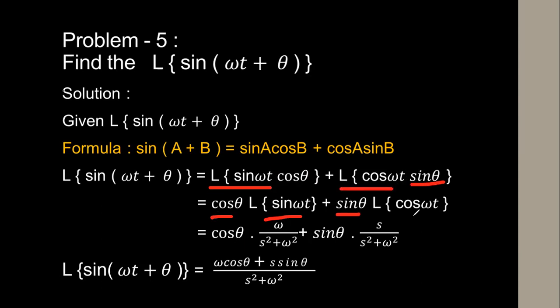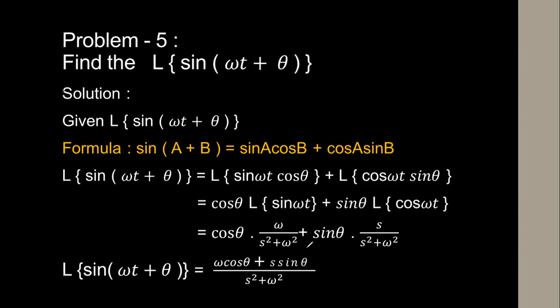Then you have to apply the Laplace transform of cos omega t. Okay. Right. So what is Laplace transform of sin omega t? It is of the form Laplace transform of sin a t. In place of a, we'll have omega. That is omega by s square plus omega square, plus sin theta into. It is also the cos a t formula. So in place of a, we'll have omega. So Laplace transform of cos a t is s by s square plus a square. A value is omega here. Okay, we get omega square.